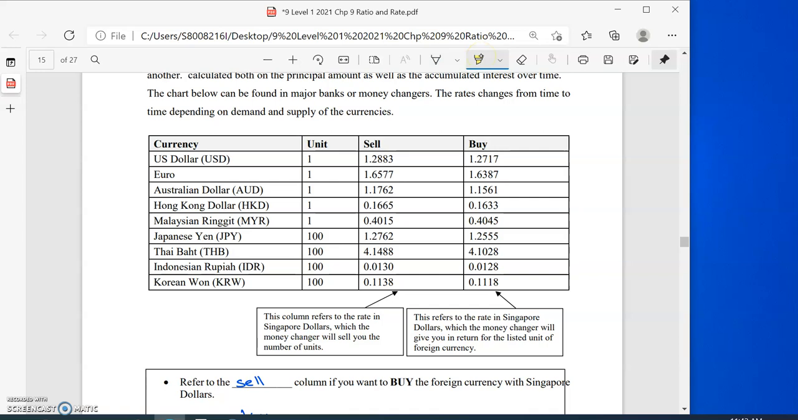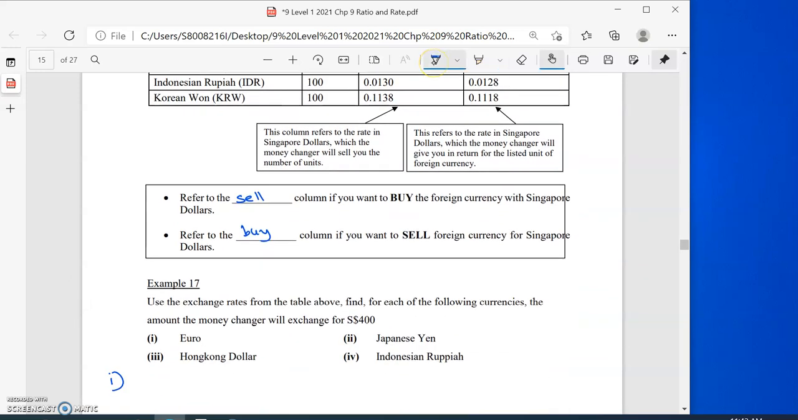For the money changer to sell euro dollars to you, we will therefore look at this value here. I know that it takes me $1.6577 Singapore dollars to buy 1 euro. Let me bring that figure down. So I know it takes Sing $1.6577 to purchase 1 euro.